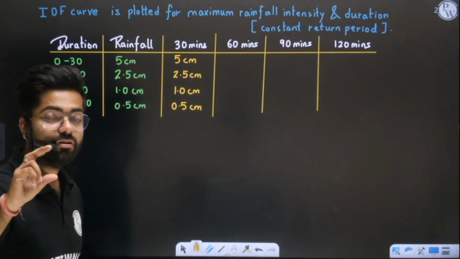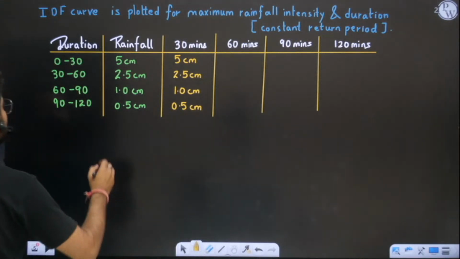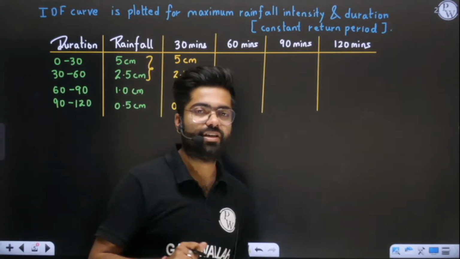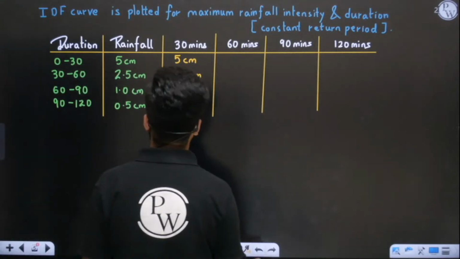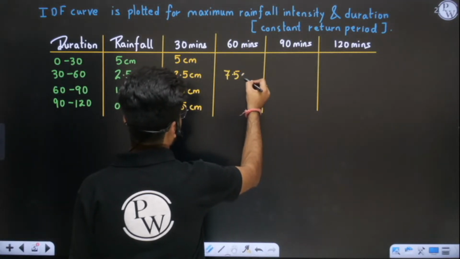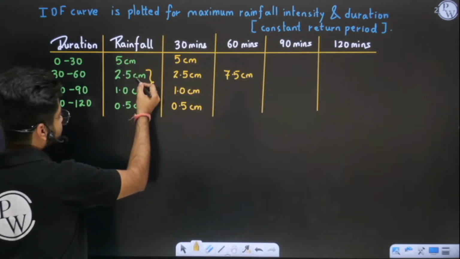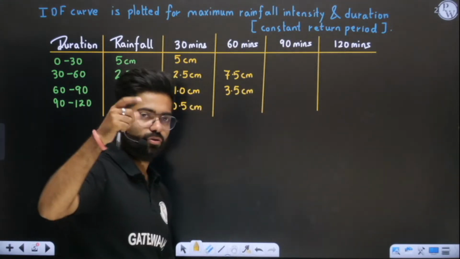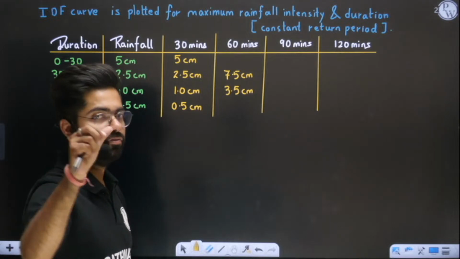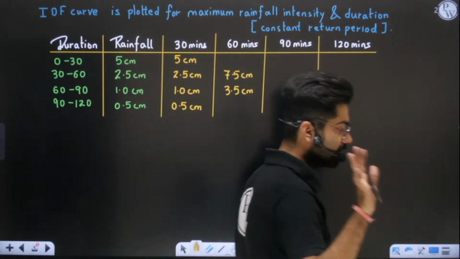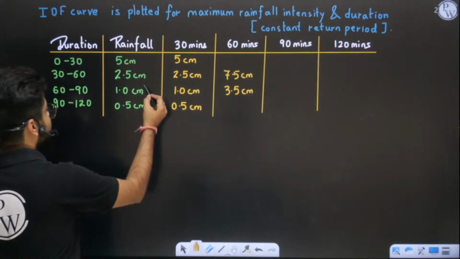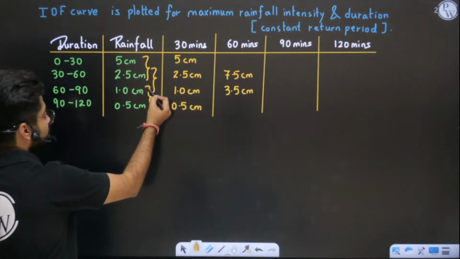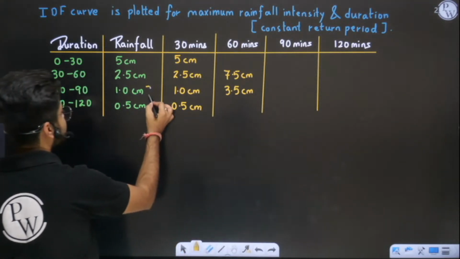Simple. Now combine for 60 minutes. Tell me, for the first 60 minutes how much rainfall do we have? For the first 60 minutes we have 7.5 centimeter rainfall. For the next 60 minutes we have 3.5. Group 30 minutes and combine it to form 60 minute duration. Yes or no? This is the first 60 minutes, this is the next 60 minutes, this is the third 60 minutes. So for the third 60 minutes, we have 1.5.